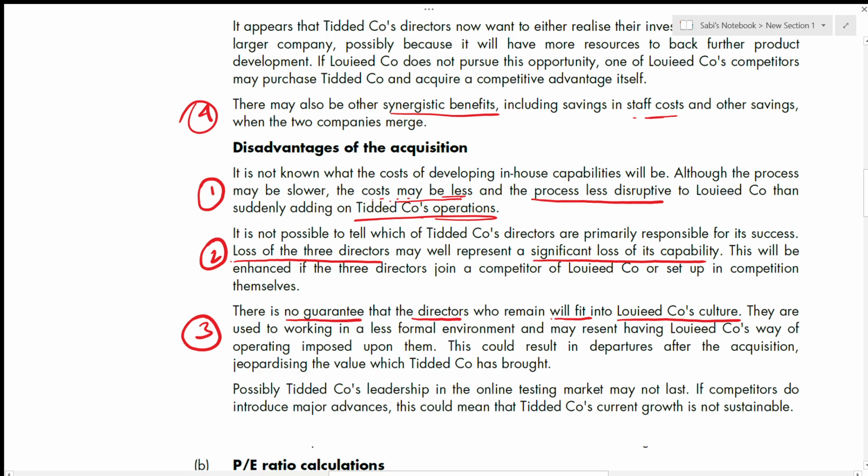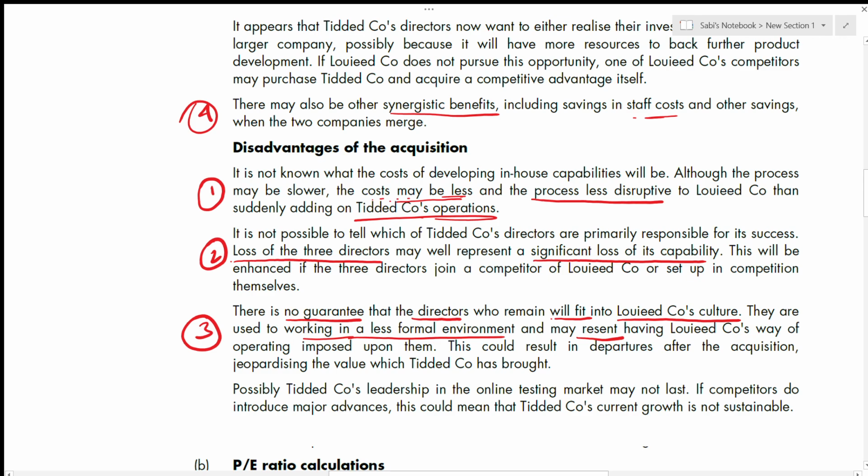Because if you have read it properly, T company was a smaller listed company, whereas L company is a big listed company. So there's a difference of size. Because of that, L company works in a more formal environment compared to T company, which is the target company, right? So they are working in a less formal environment. So they may resent. This could result in departure after the acquisition, jeopardizing the value which TDET has bought, right? Possibly, TDET's leadership in the online testing market may not last.